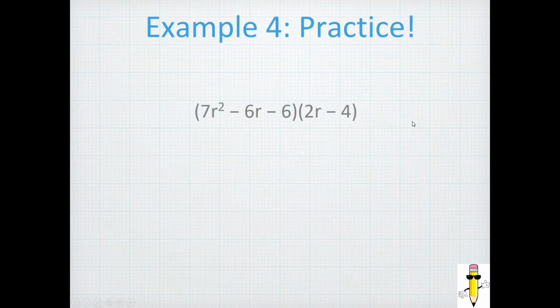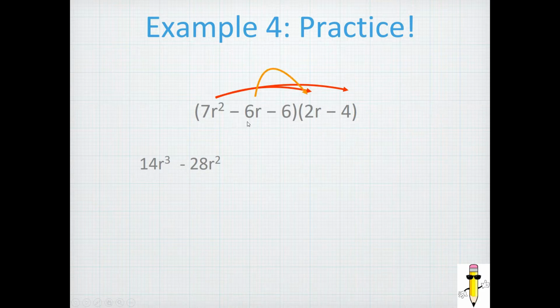We have a lot of slides today, I'm really sorry. Example 4, practice on your own, see if you can do it. And let's see how you did. So we're going to apply all of that over. So that becomes 14, 28, yep, that makes sense.